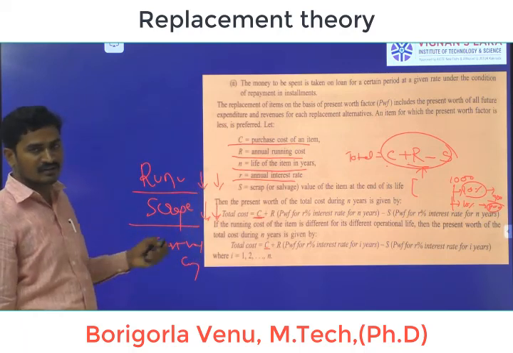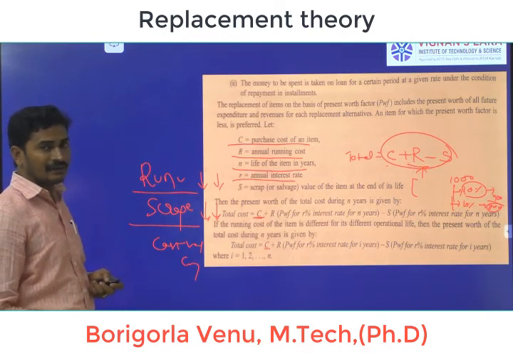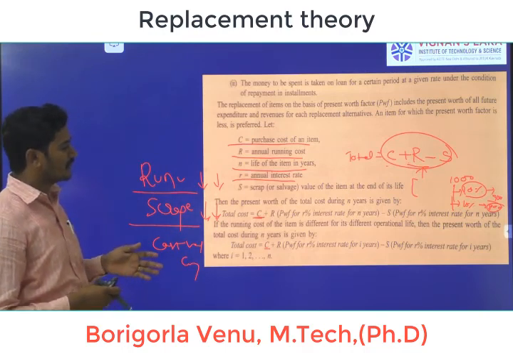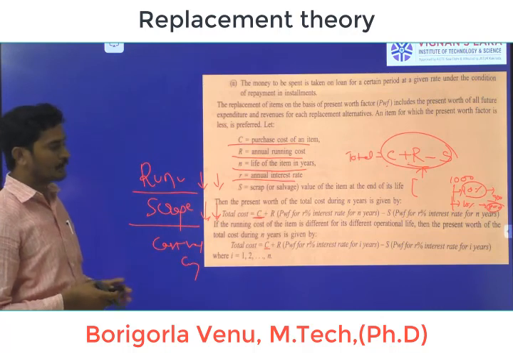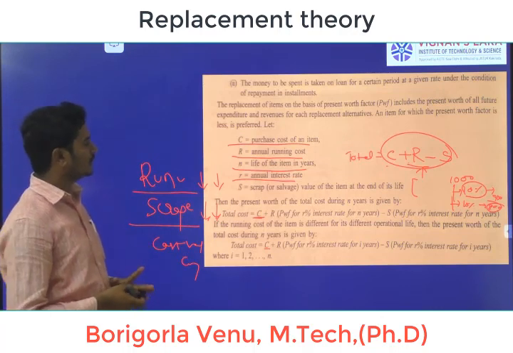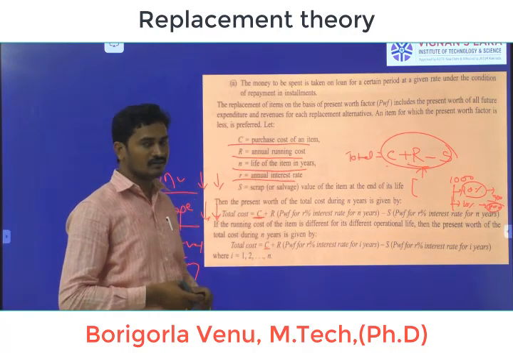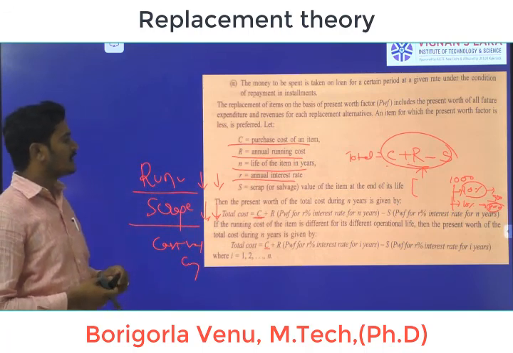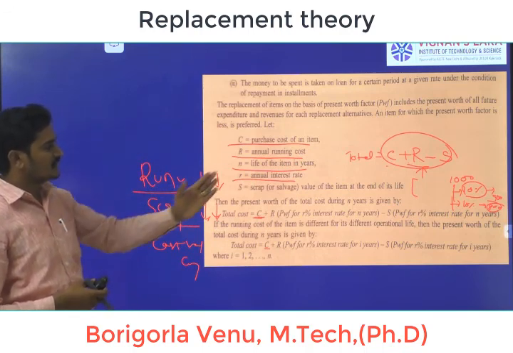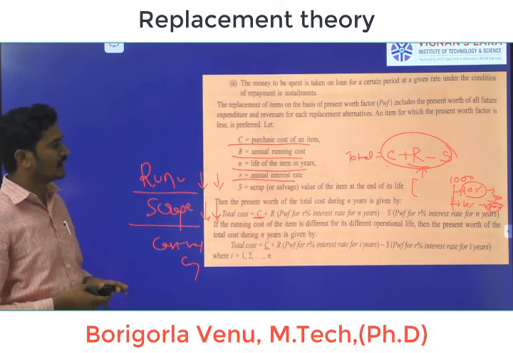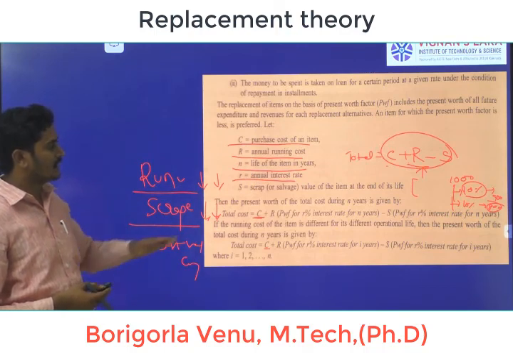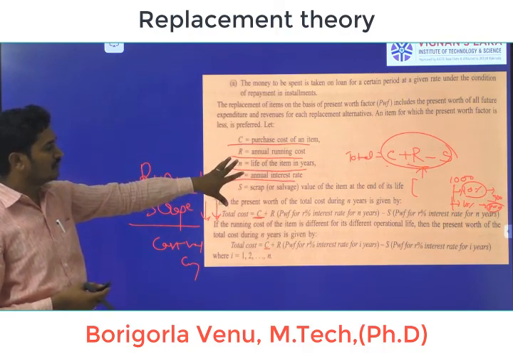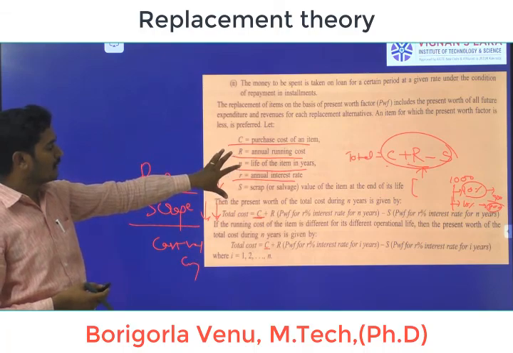For this case, we are going to calculate the replacement years or replacement period with the help of the present worth factor. The present worth factor we calculate from the formula is capital cost plus running cost minus salvage cost. These running cost and scrap values vary with the help of the interest rate. It is a good example for money bank examples.